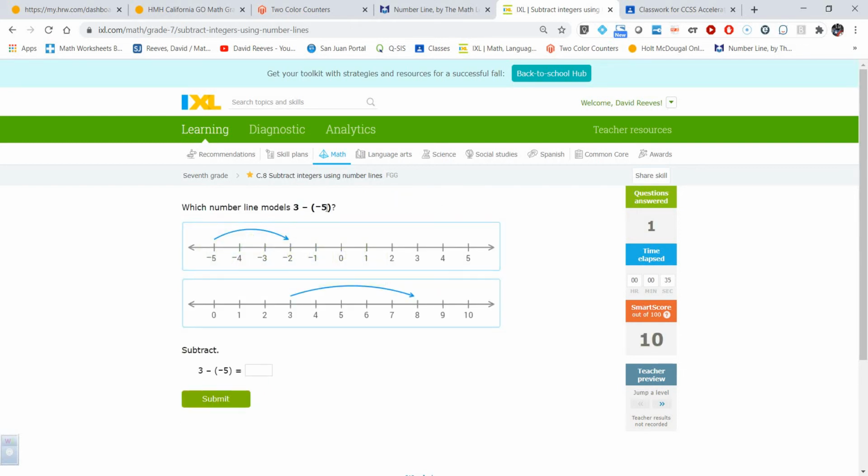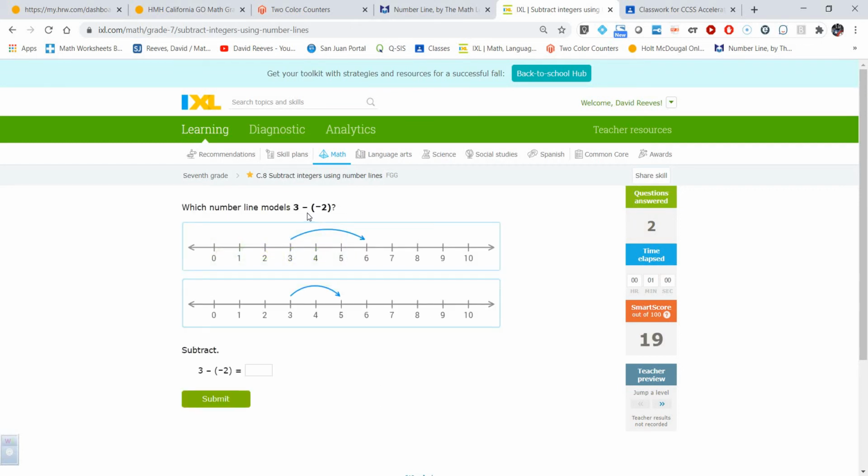All right, this next one, 3 minus a -5. Okay, so I want to start at 3. Notice this one does not start at 3. This one starts at 3, so I know this is the correct answer. I also know that subtracting a negative is going to move me to the right. And remember, on a number line, the answer is where you end up. I ended up at 8. All right, 3 minus -5 is 8.